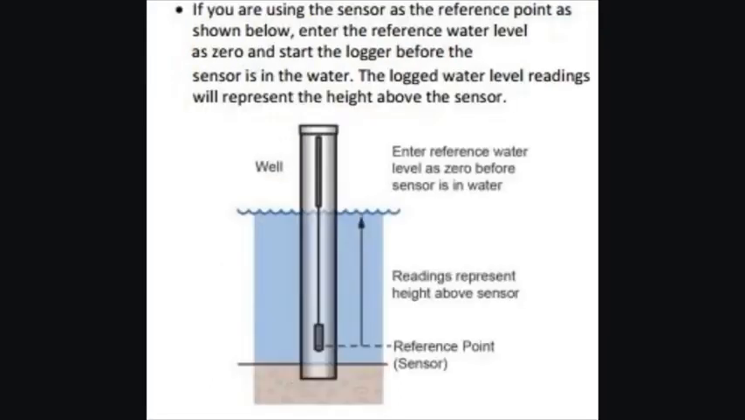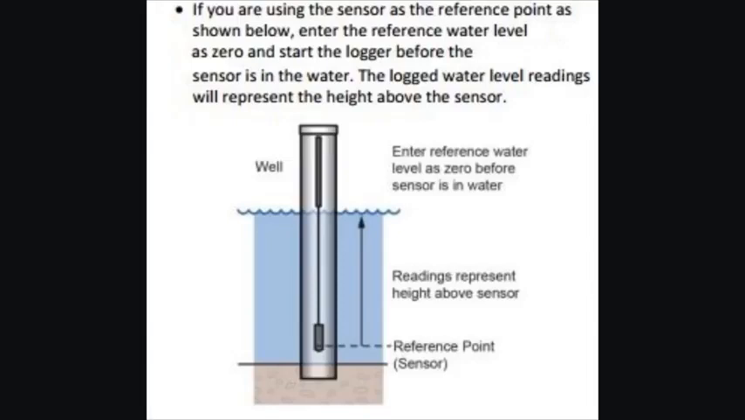The other option is if you only care about the depth of the sensor, and again we'll call it sensor depth by default once you do it this way. Basically you can enter a reference water level as 0 and start the logger before it goes in the water, and then your logged water level readings will represent the height of the water above the sensor, or the sensor depth.